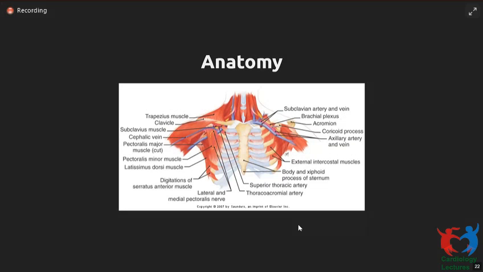You should be conversant with the anatomy of the upper limb veins. The axillary vein, as it comes out here and runs up, when it crosses the first rib, after that it's called the subclavian vein.